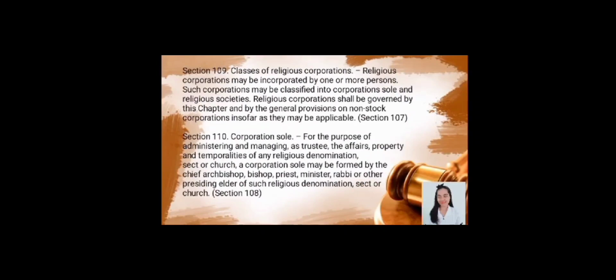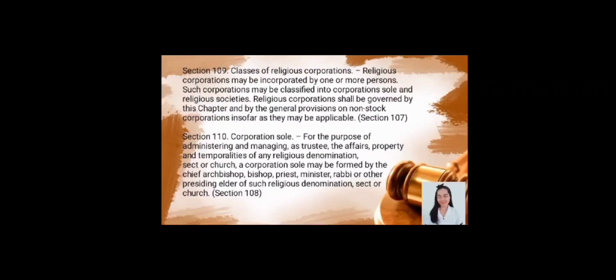Section 109. Classes of religious corporations. Religious corporations may be incorporated by one or more persons. Such corporations may be classified into corporation sole and religious societies. Religious corporations shall be governed by this chapter and by the general provisions on non-stock corporations insofar as they may be applicable. It means that a religious corporation can be governed by one or more individuals, and the corporations can be grouped into 2, namely a corporation sole and religious societies. A corporation sole consists of one person or one corporator and his successors, such as an archbishop, bishop, priest, minister, and the like. And a religious society is incorporated by an aggregate of persons.